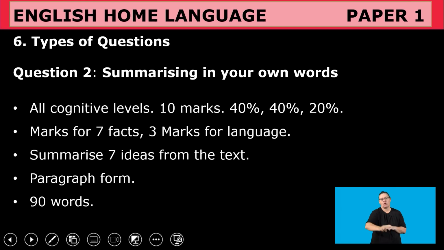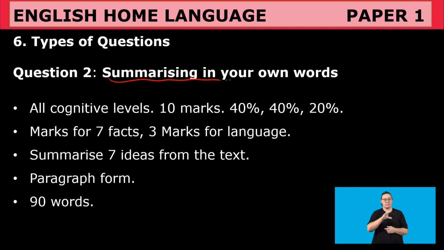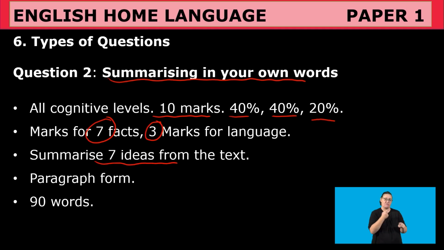When we move to section B, question 2, summarizing in your own words, this is everyone's favorite question. Again, all cognitive levels are included. It's a total of 10 marks, 40% lower, 40% middle order, and 20% higher order. Here you will be allocated 7 marks for 7 facts and then 3 marks for your use of language. You will summarize 7 ideas from text C, which will be the summary text, and you have to summarize it in paragraph form. The word limit is 90 words.